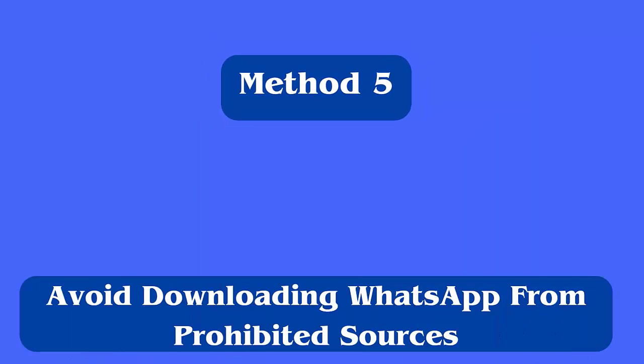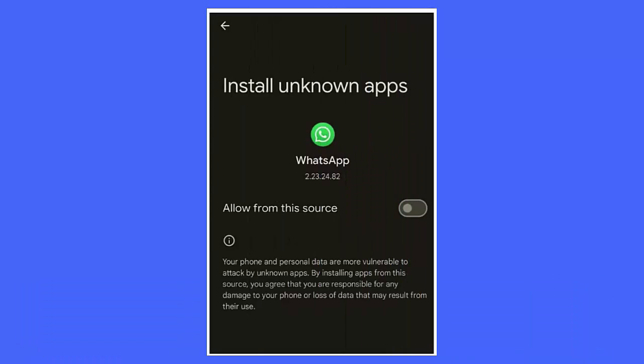Method 5. Avoid downloading WhatsApp from prohibited sources. If you are downloading WhatsApp on your phone from any third-party sources, then stop it now. Apart from Google Play Store, you should never download any app from other sources.